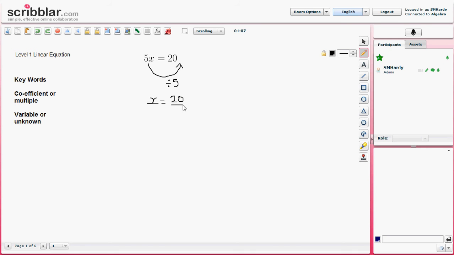divided by 5, which can just be written like this. I'm sure most of you have worked out already that x will equal 4.